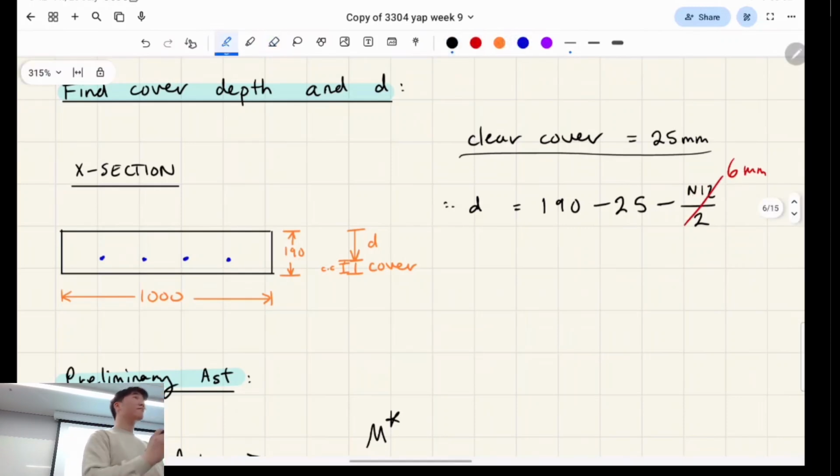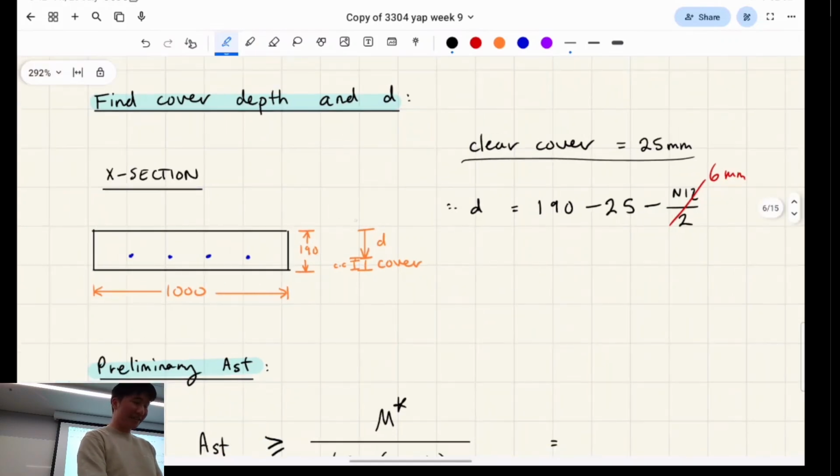Do we assume that for any question that we're given? There's no rule for this. It's basically N12 because, I actually don't know. N12 just seems like a good bar size to use, you know what I mean? So just assume it's N12. Trust me, brother. That's the source.